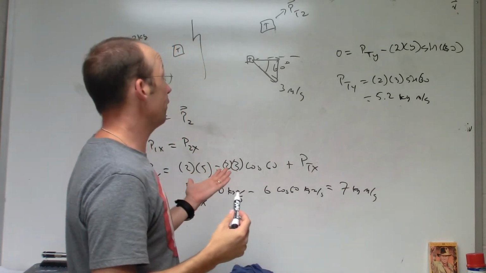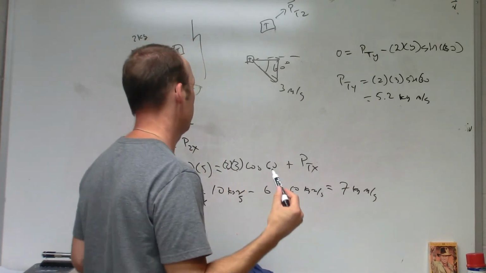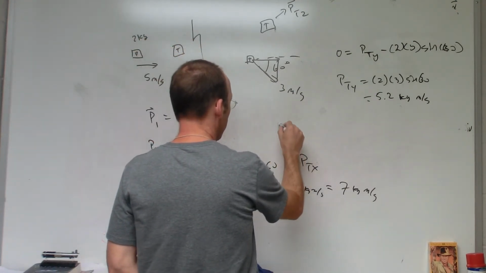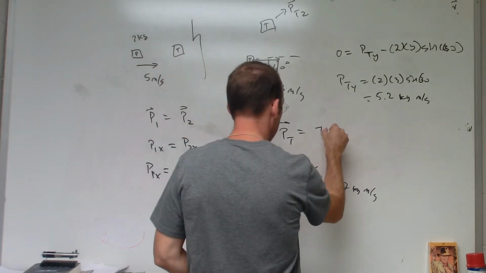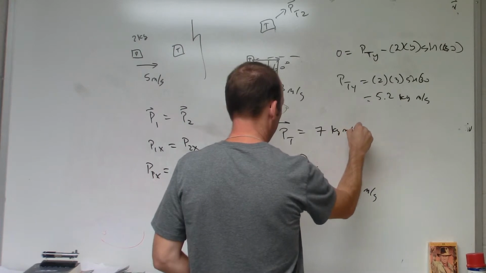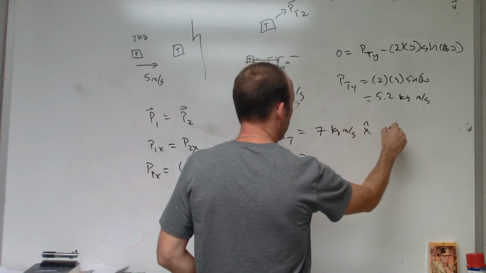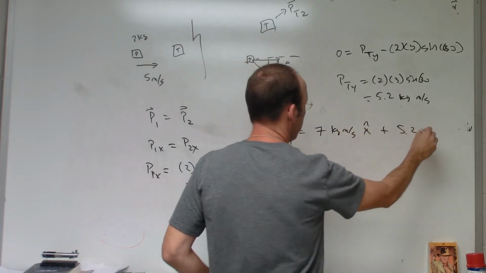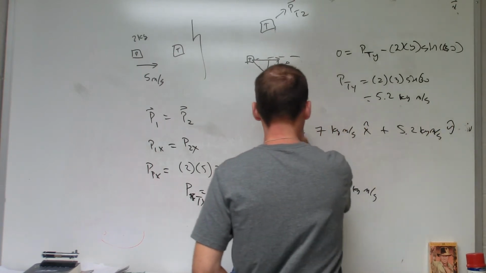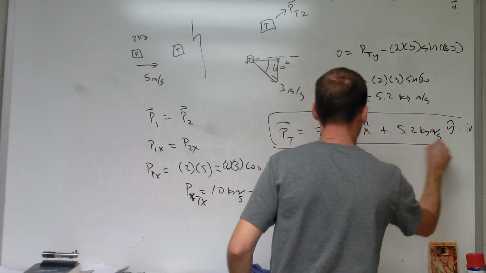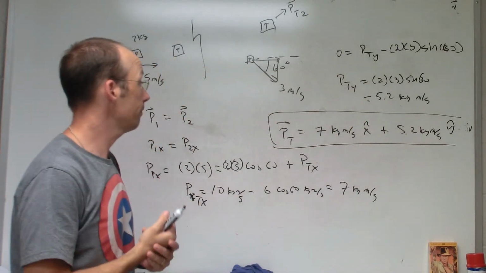So the question said, what's the momentum of the target afterwards? I'm done. P target equals the x component, 7 kilogram meters per second x hat plus 5.2 kilogram meters per second y hat. That's it.